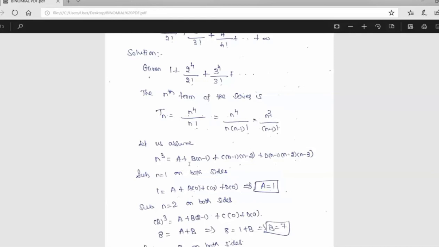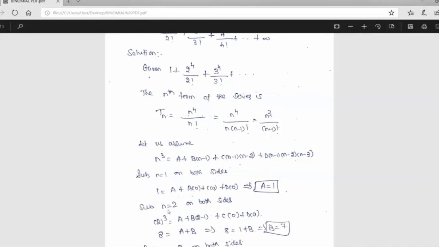So this side, if you are substituting, means you will be getting 1. And this right hand side, a plus b into 1 minus 1 is 0, plus c into 1 minus 1 will become total term 0. d into 1 minus 1, 1 minus 2, means 1 on the whole, where all we are getting n minus 1, that term will become 0. So 1 equals a. So you are getting that a value equal to 1.